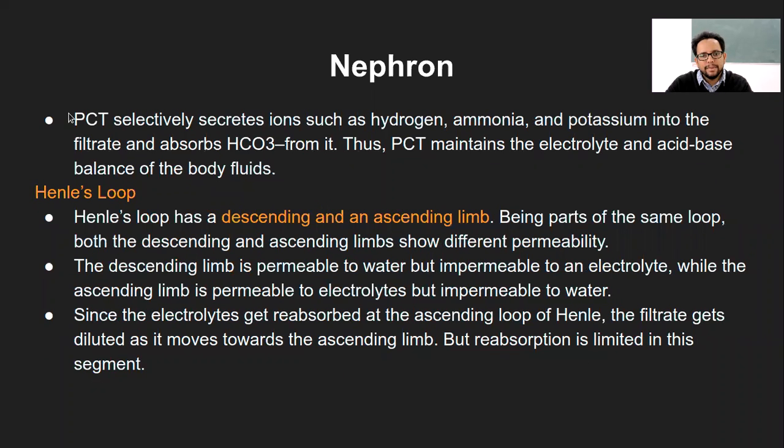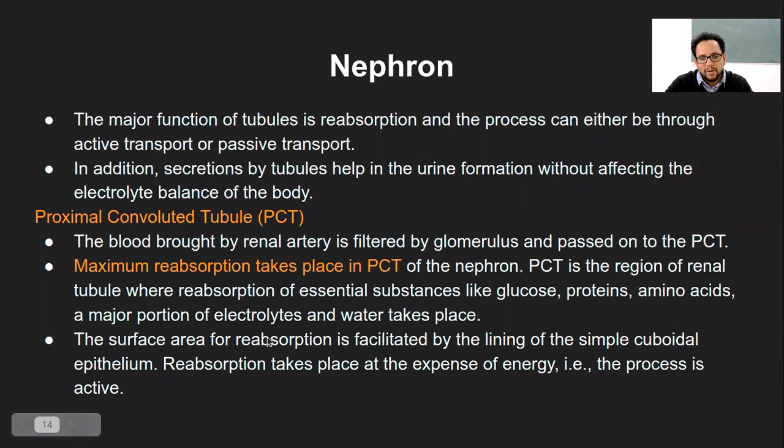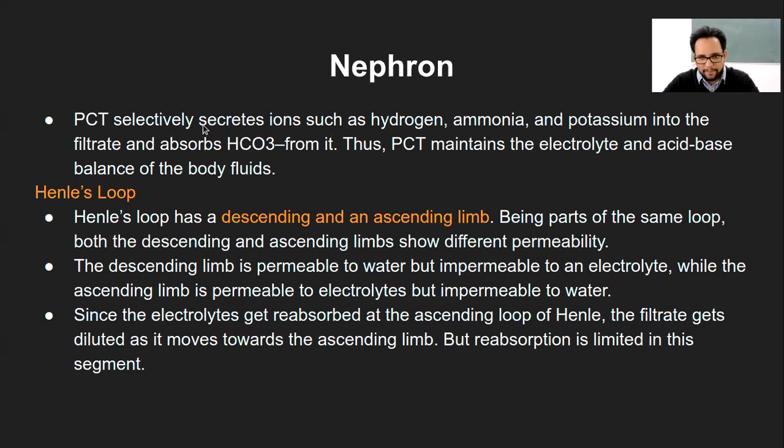So this proximal convoluted tubule selectively secretes ions such as hydrogen, ammonia, and potassium into the filtrate. Again, I hope you are able to understand these two different processes. One was reabsorption of many substances like glucose, protein, amino acids, electrolytes, and water. And the second function the PCT does is secretion, that is, the excess of hydrogen, ammonia, potassium, and it will absorb the bicarbonate from it.